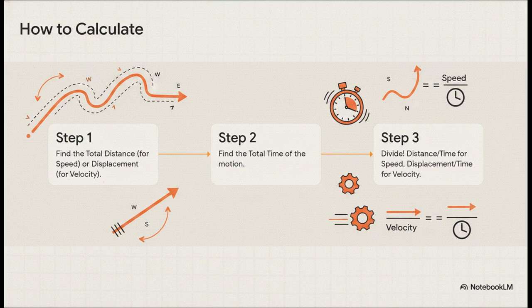Second, you find the total time of the trip. And third, you just divide. Just remember, distance over time is speed. Displacement over time is velocity.